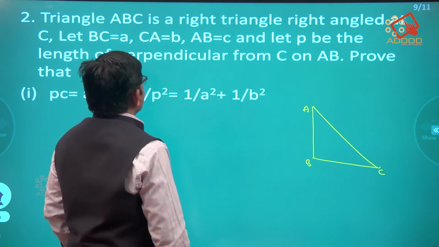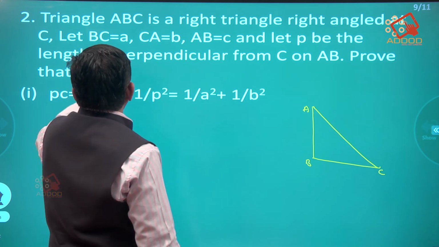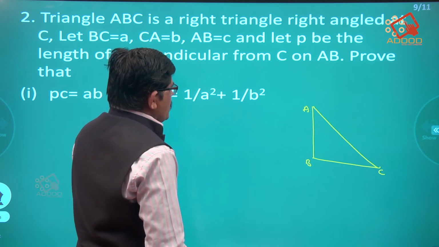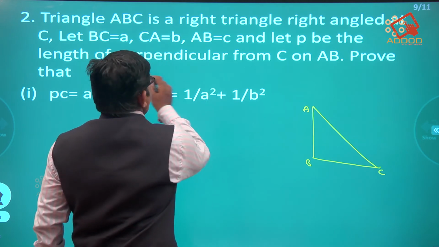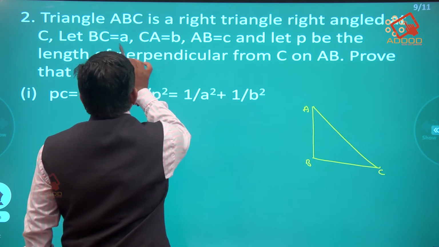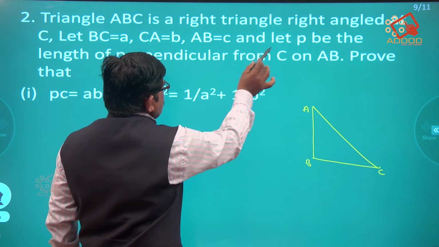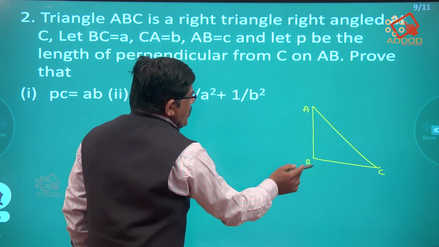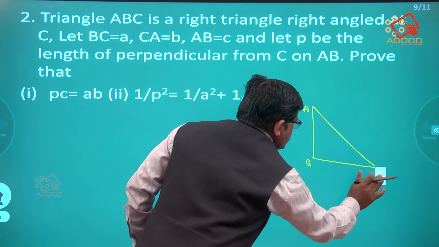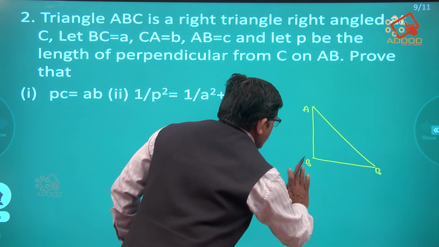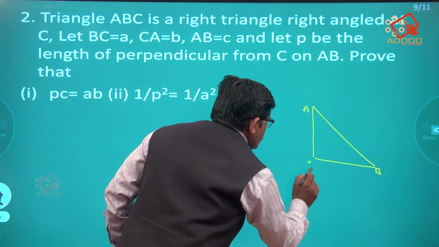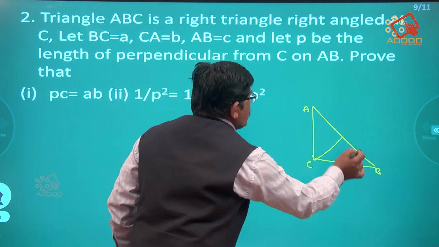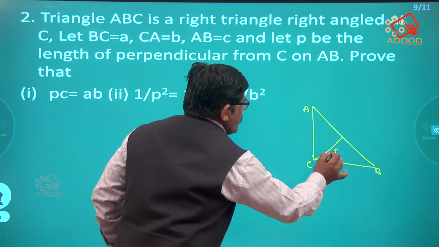The question is, in right angle triangle ABC, BC length is equal to a, CA is equal to b, AB is equal to c, and p is the length of the perpendicular from C on AB. The perpendicular from C on AB, its total length is equal to p.